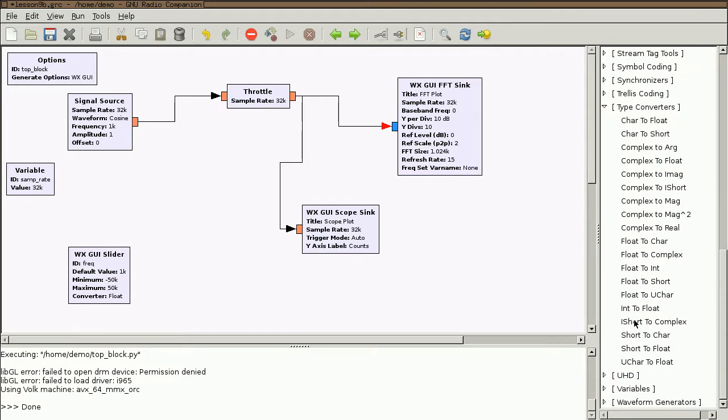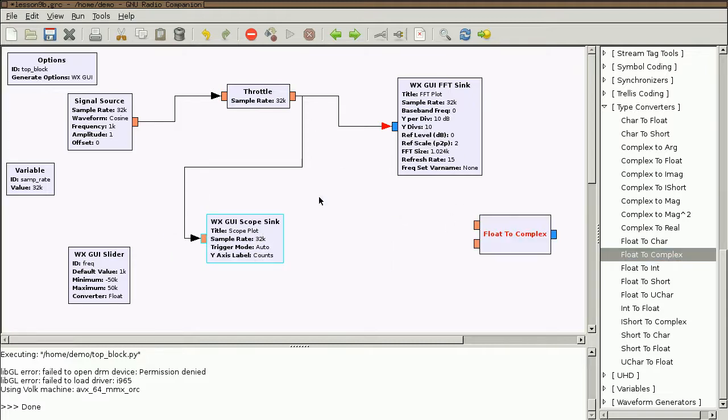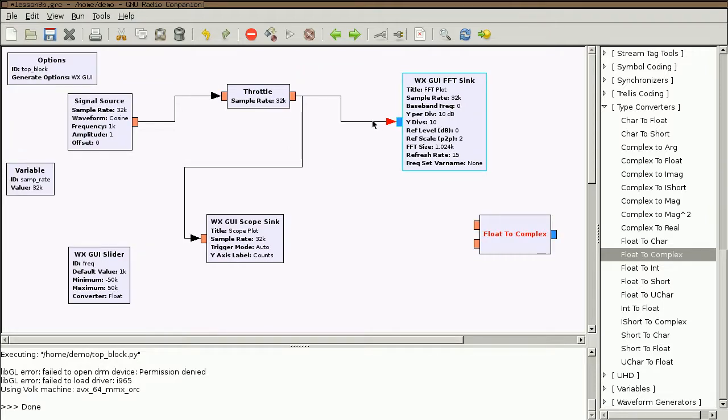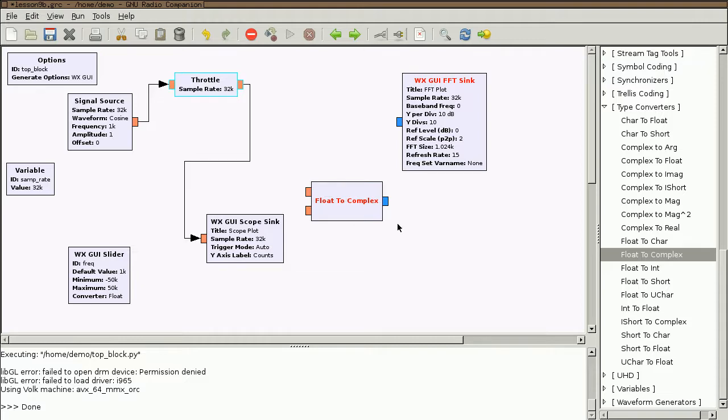Under type converters, you can take float to complex. And the float to complex block allows you to take two input streams, one as real and one as imaginary. So I'm going to connect the throttle output to the real input on the float to complex block and connect the float to complex output to the FFT sink. And notice that it is now happy.